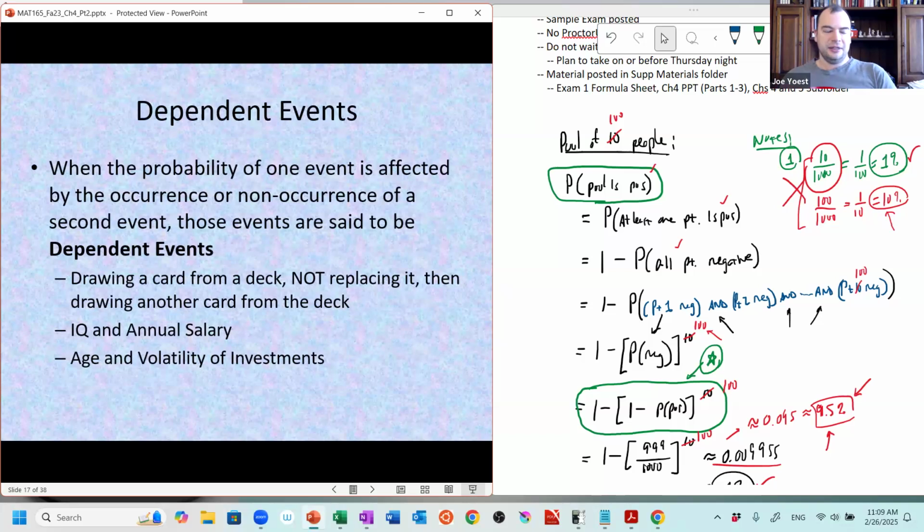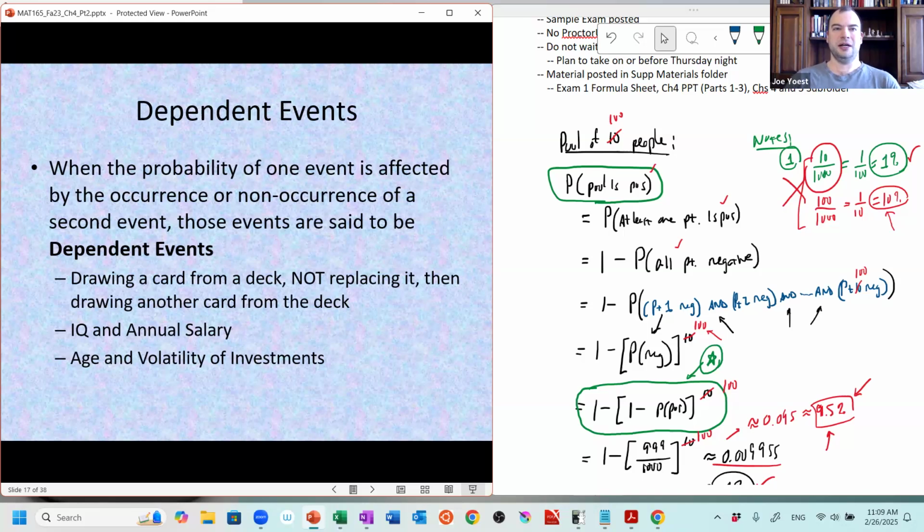Okay, so let's look at dependent events now. So dependent events are pairs of events that are not independent. In other words, if I have two events A and B, and the knowledge that A has or has not occurred affects my estimate of the likelihood of B occurring, those would be dependent events. So one thing that we might not really think of as a dependent event, but if we think a little harder, we realize it is, is drawing two cards from a deck of cards without replacing it.